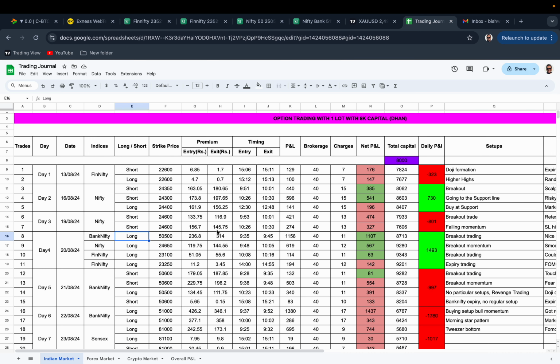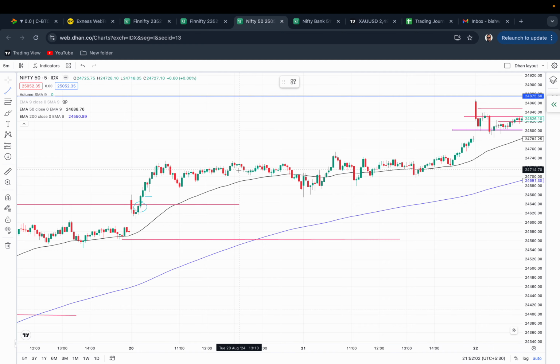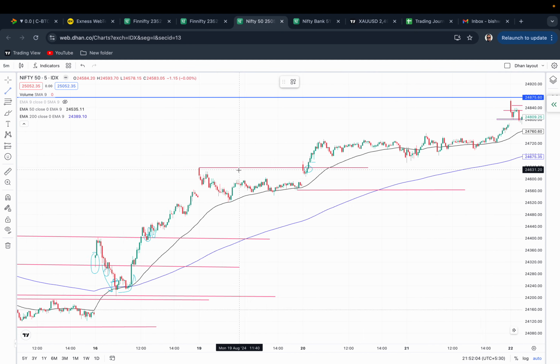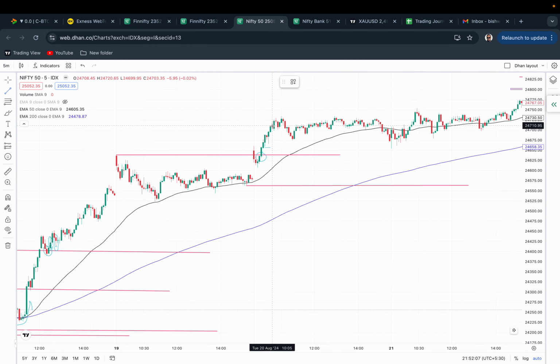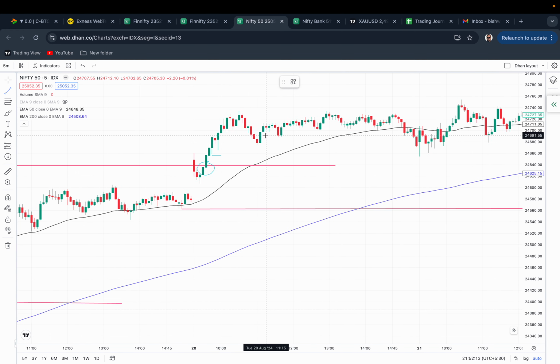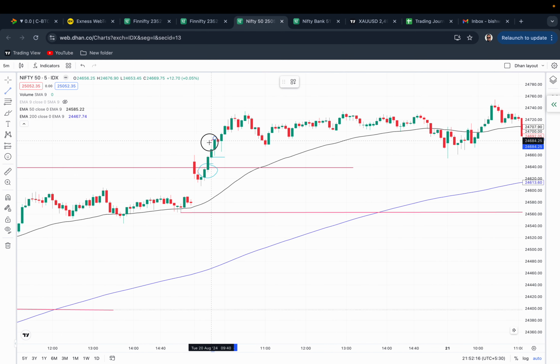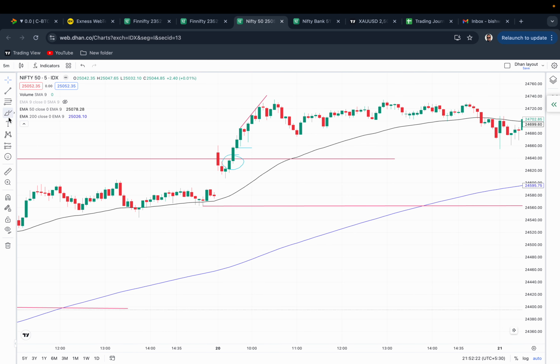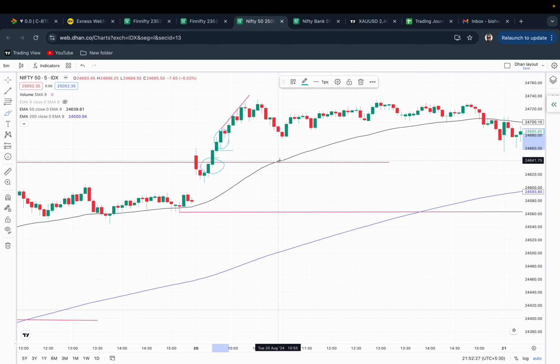At what time I took the trade? It was at 9:48. Okay, just after getting out of the Nifty Bank Nifty trade, I saw again there is an opportunity in this market. Here I took the trade, on this candle, on this bullish candle.